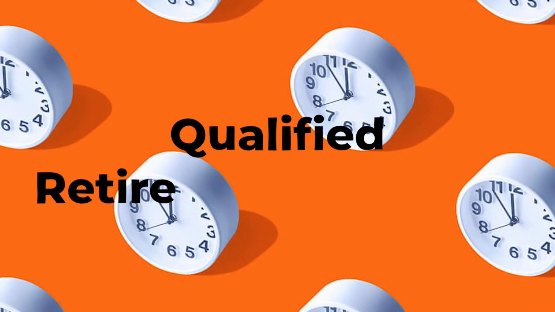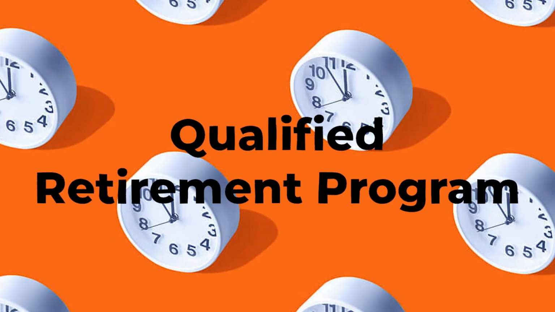An IUL should be used really for one thing and one thing only. In my opinion, it should be treated like a qualified retirement program, something that you don't plan on touching. Think of a 401k, an IRA, things that you're putting money into knowing you're not going to touch it until you're 60 years old or whatnot.